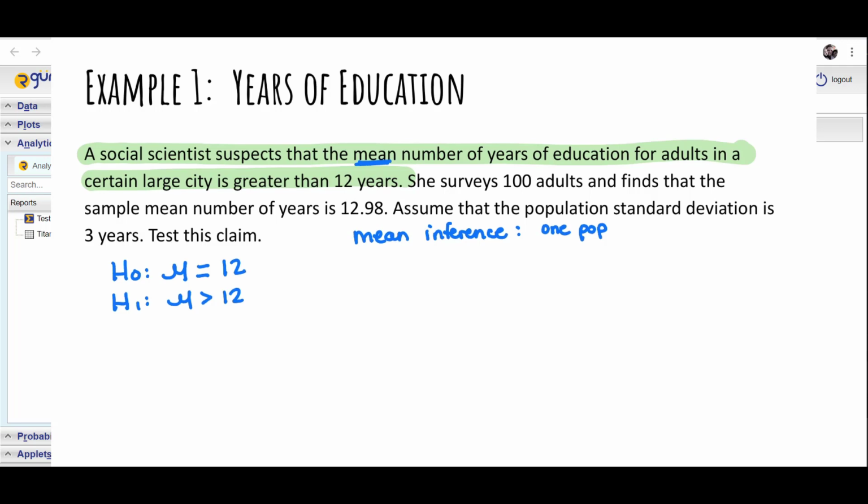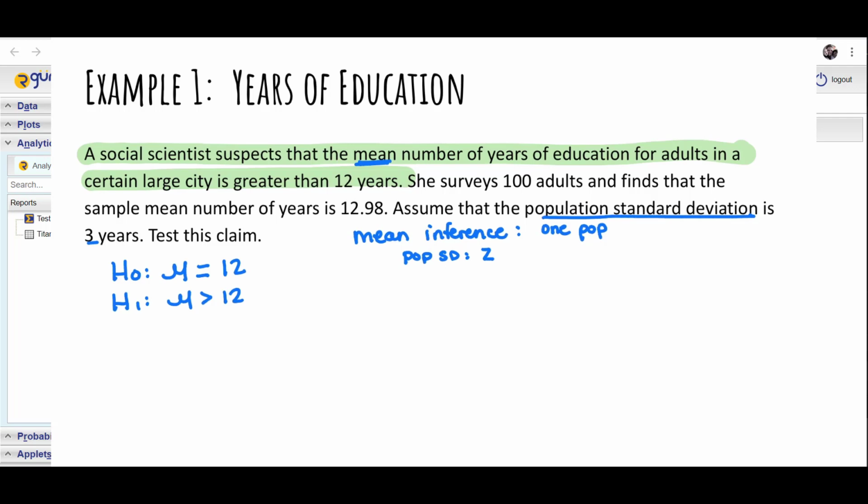And then the big thing once I get here is deciding whether or not I'm using the Z or T. And that depends on the type of standard deviation they give you. So let's look at this. She surveys 100 adults and finds that the sample mean is 12.98. And we assume that the population standard deviation is 3. So they gave us a population standard deviation, that means we're using a Z. That's what that means. All right.